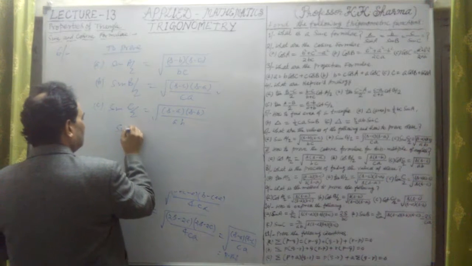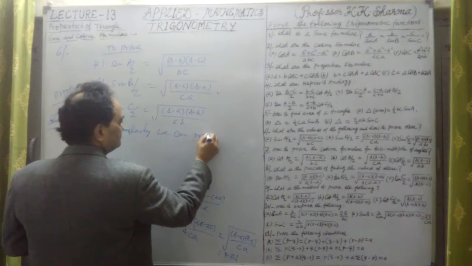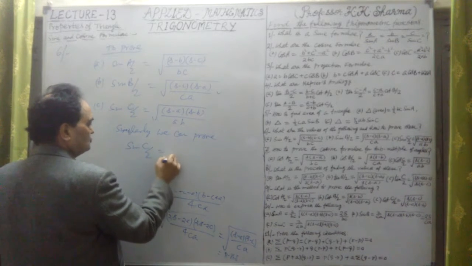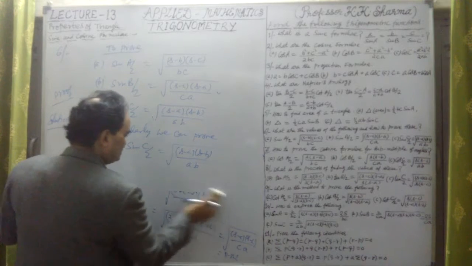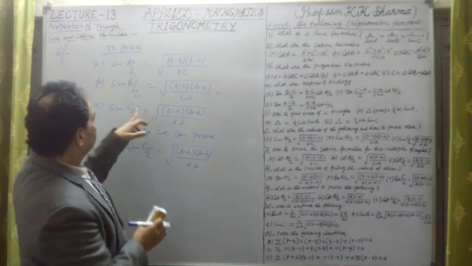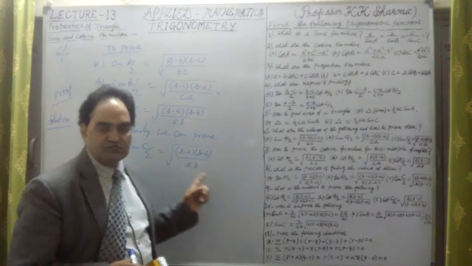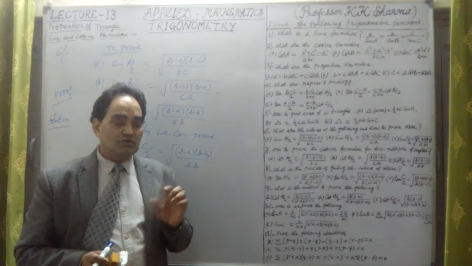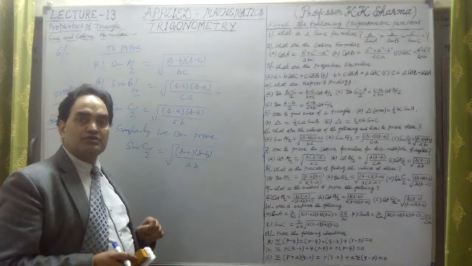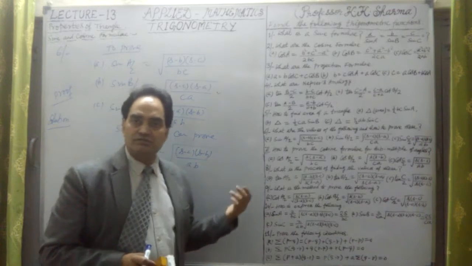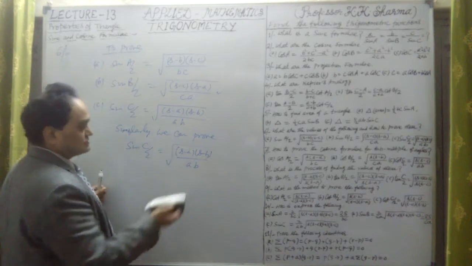Similarly, we can prove that sine C by 2 equals root of (S minus A)(S minus B) divided by AB. That is the third part. We can just substitute the value of sine C by 2, which is under root of (1 minus cos C) upon 2. The value of cos C is (A square plus B square minus C square) upon twice AB. Then, solving the same way, we prove the first and second, and similarly this also. So this is how question number 6 is completed.